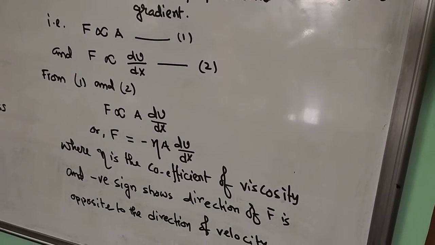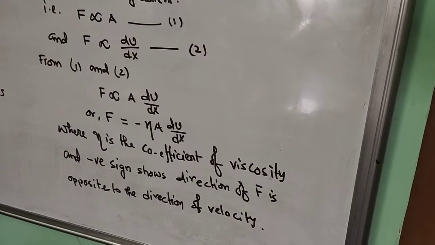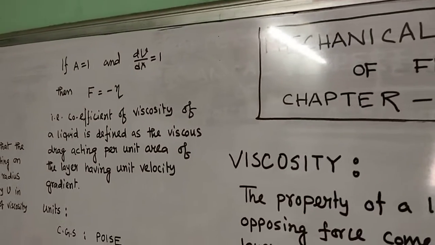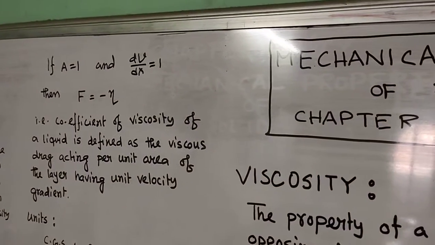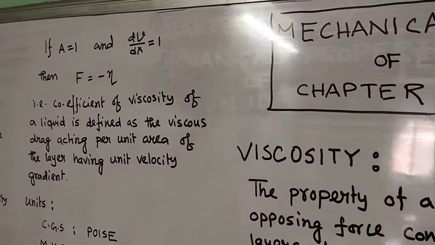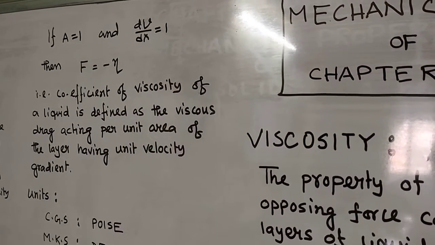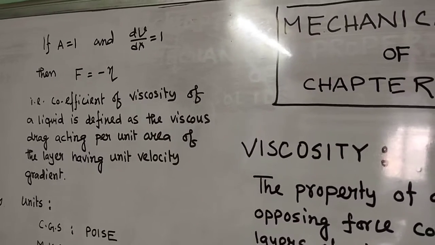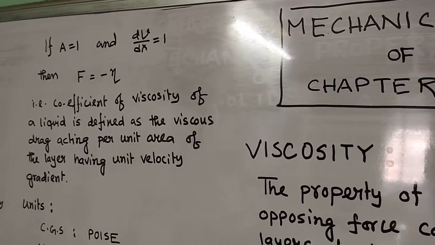Now eta is the coefficient of viscosity and the negative sign shows that the direction of F is opposite to the direction of velocity. Now some more parameters you can define using this expression F equals minus eta A dv/dx. If A equals 1 and dv/dx equals 1, then F equals minus eta. It means the coefficient of viscosity of a liquid is defined as the viscous drag acting per unit area, because A we have considered 1, of the layer having unit velocity gradient. So dv/dx is 1, and under that case you can say F equals eta.